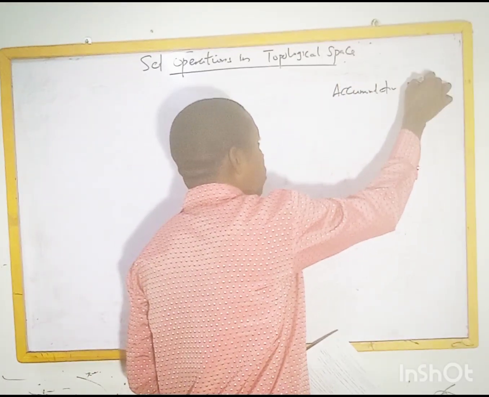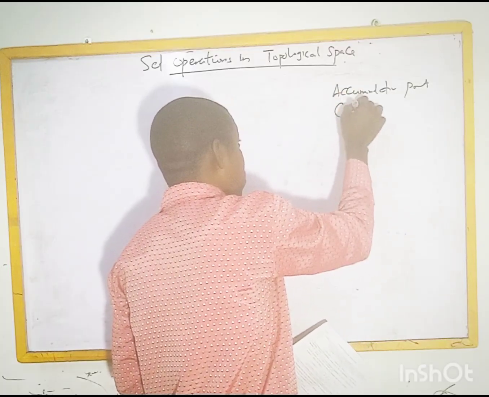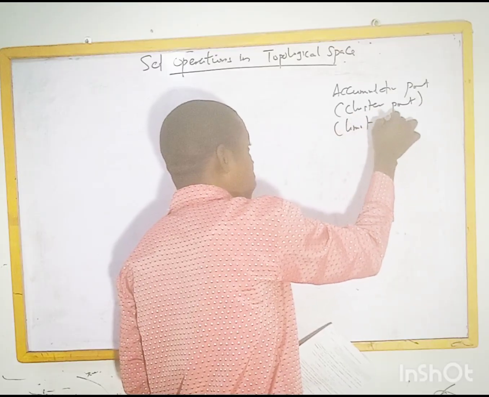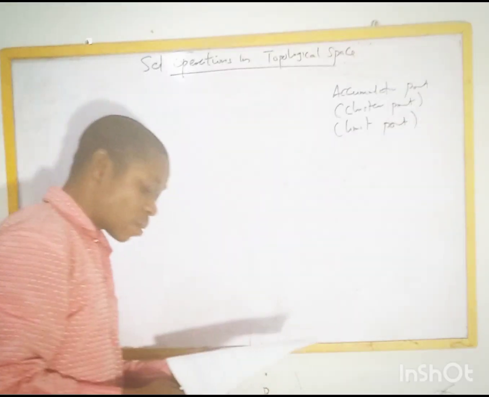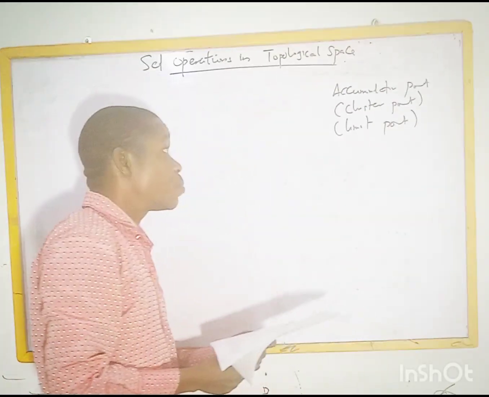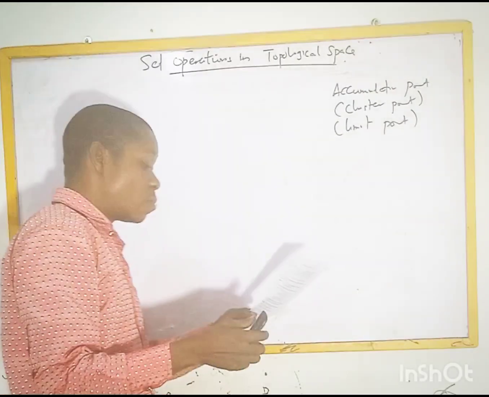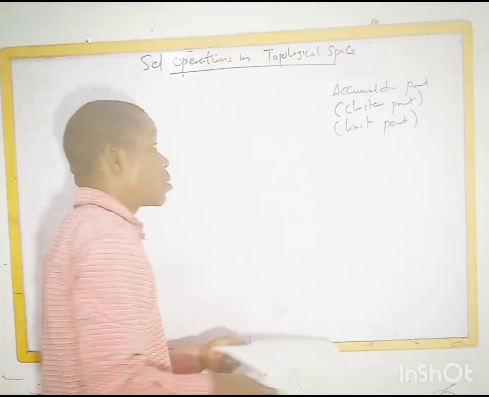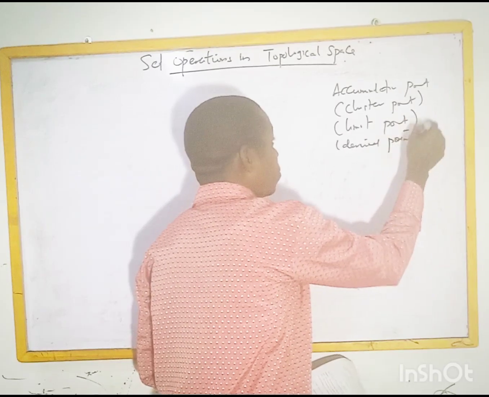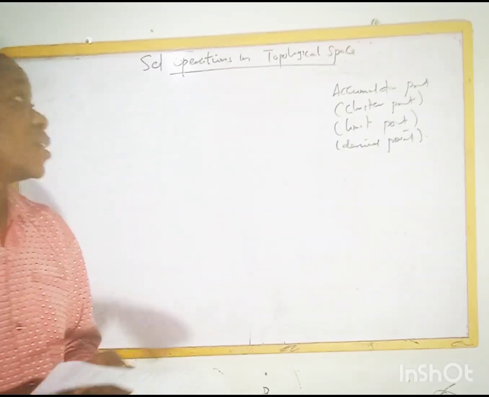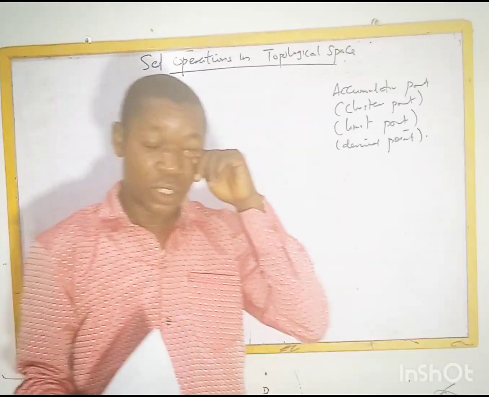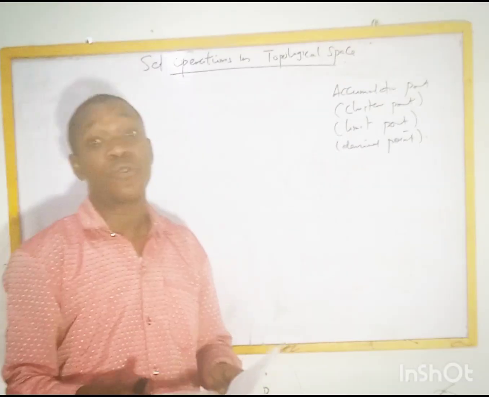Consider accumulation points. Some call them cluster points, some call them limit points, and even some call them derived points. So those are the ones we consider today, and then we look at the closure of sets. Then we look at interior point, exterior point, and boundary of a set.